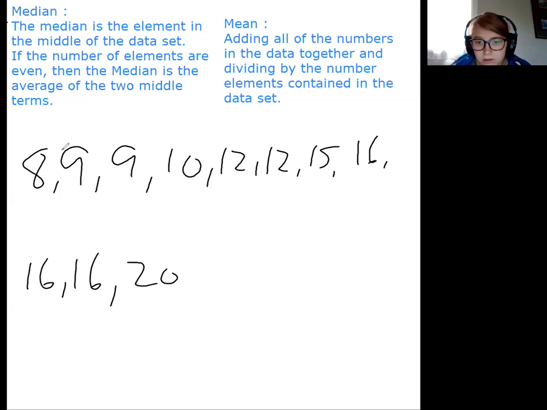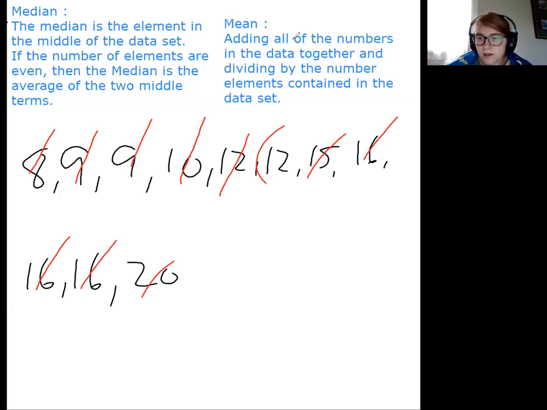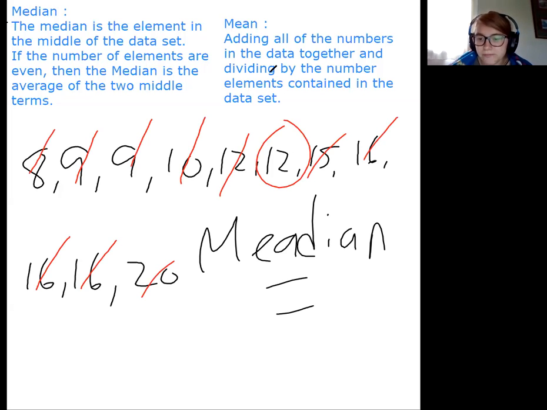So I have 1, 2, 3, 4, 5, 6, 7, 8, 9, 10, 11. 11 numbers. I'm good. Now I just have to find the middle. I know I extended my line a little bit, but it'll make sense. So here's my first number, my last number, my second number, my second last number, my third number, cross it off there, 4, 4, 5, 5. Our median is 12. Let's check it on out.